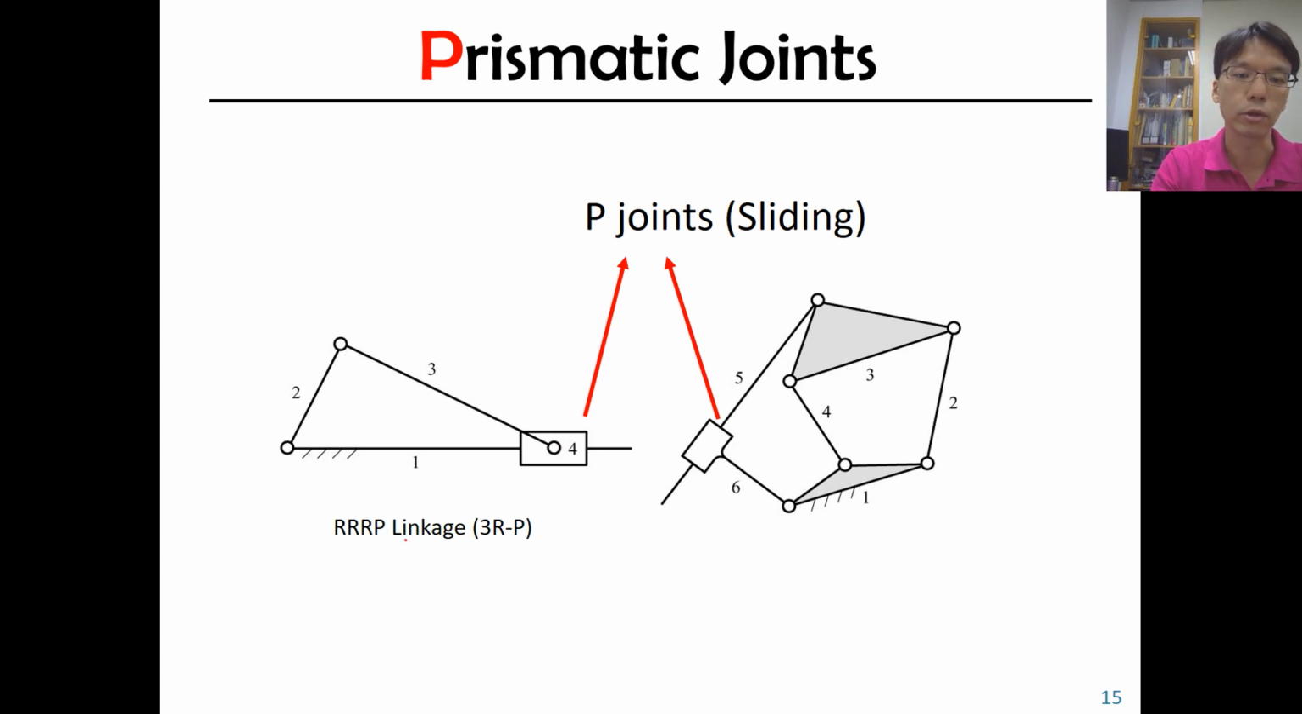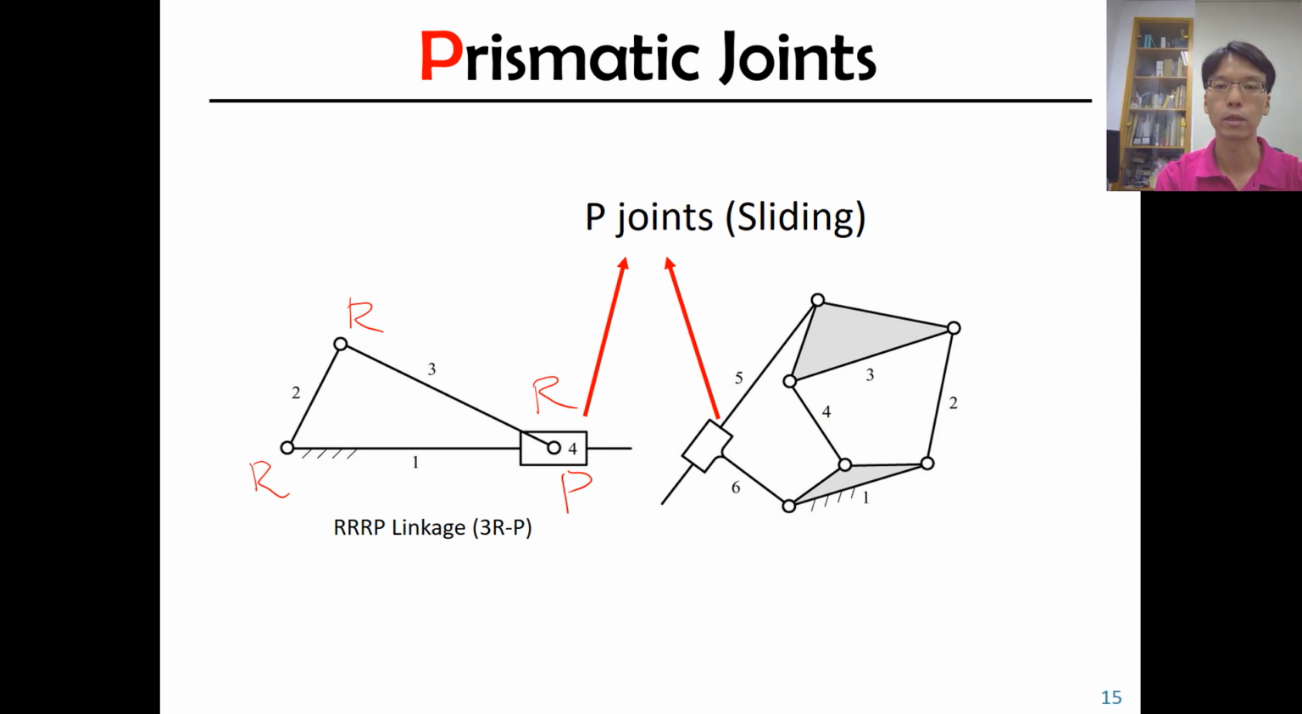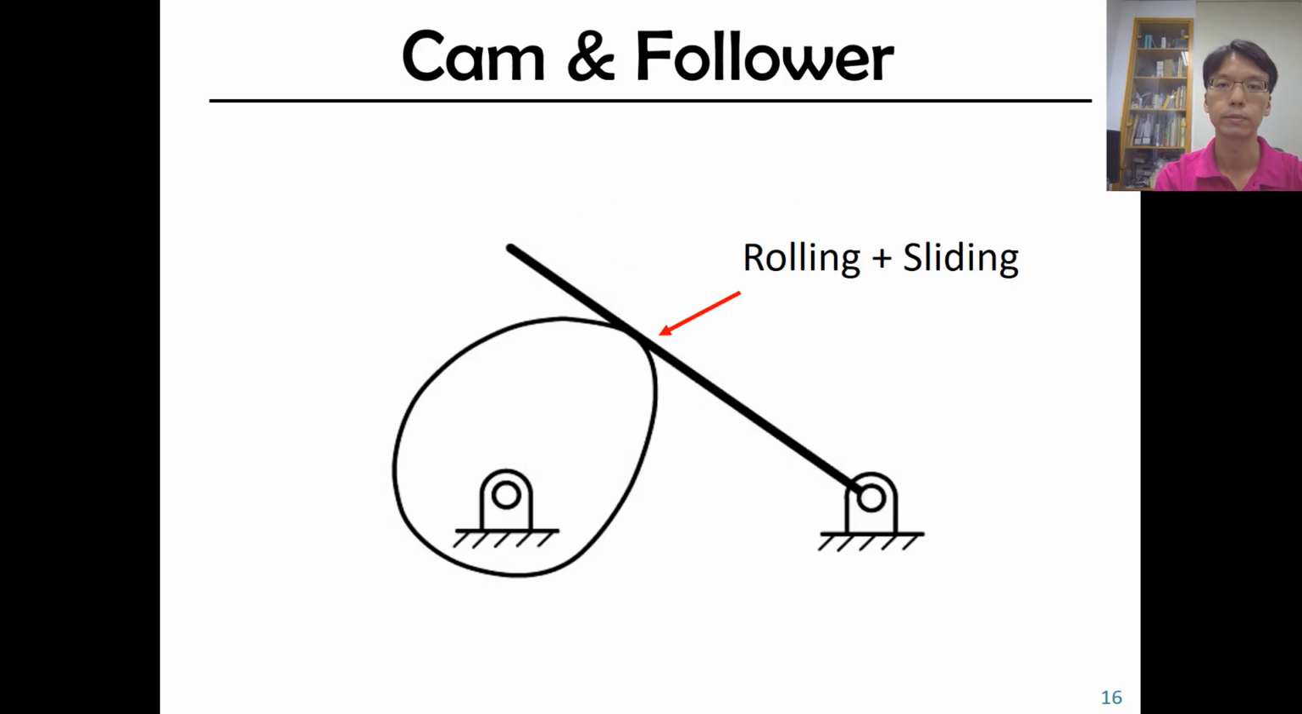And this one is also called an RRRP, or 3R1P linkage. It means there's an R joint, R joint, R joint, and a P joint. Also in this example, this more complicated linkage, there's also a P joint here, doing the sliding motion. And the cam follower.